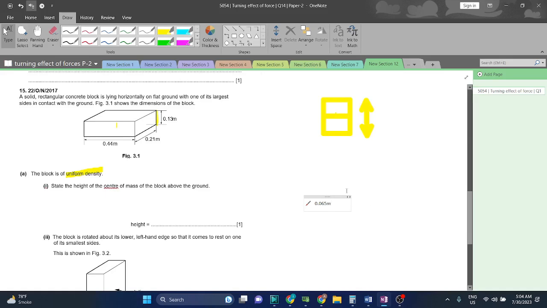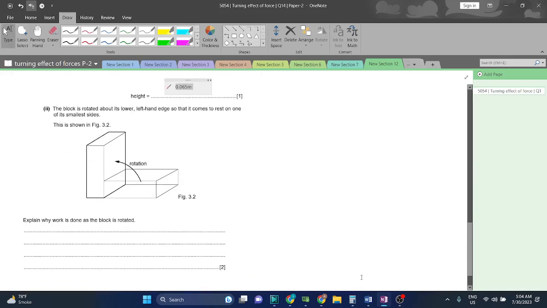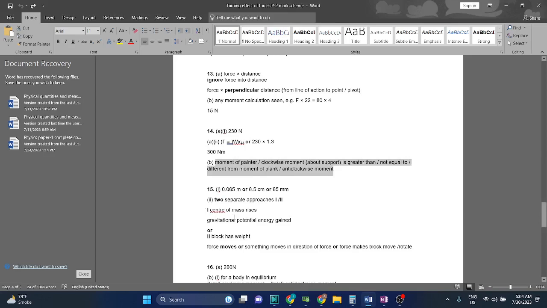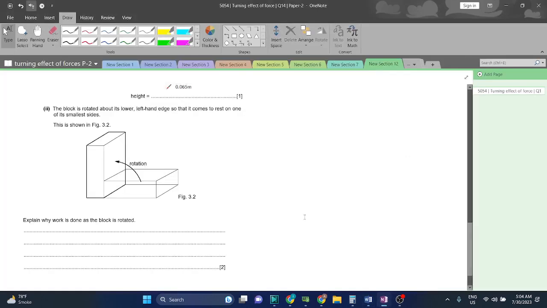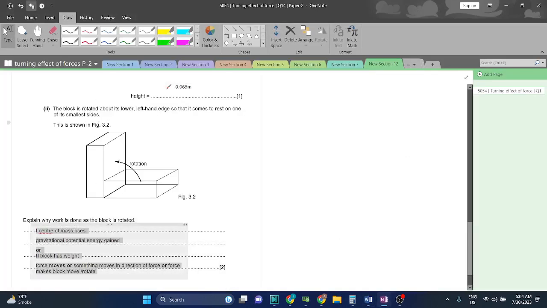Very simple question. Let's continue. We will see this further. There are two approaches to this, so that's interesting. The block is rotated about its lower left-hand edge so that it comes to rest on one of its smaller sides. So it rotates and goes to this side, which makes the height of the center of mass increase. The center of mass was previously here, now the center of mass has come here. Explain why work is done as the block is rotated.